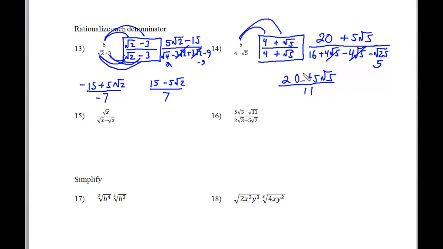Some of you might think, well, I could factor a 5 out of this numerator and make it look like 5 times the quantity of 4 plus the square root of 5. That's okay. It's just unnecessary. Now in problem 15, we have to multiply by 1 again.